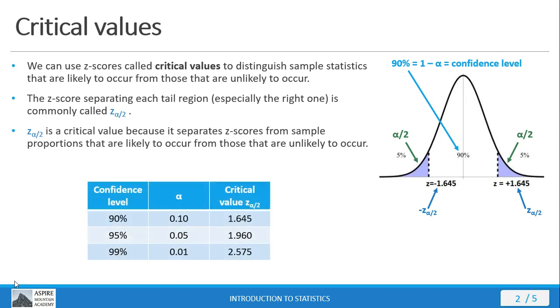So here we have a table where we've got the most commonly selected confidence levels, significance levels, and the corresponding critical value z-scores for each of those levels. So if we have a 90% confidence level, that means we have a significance level, alpha, of 10%, and the corresponding critical value z-score is 1.645. You can see the other values listed there in the table.